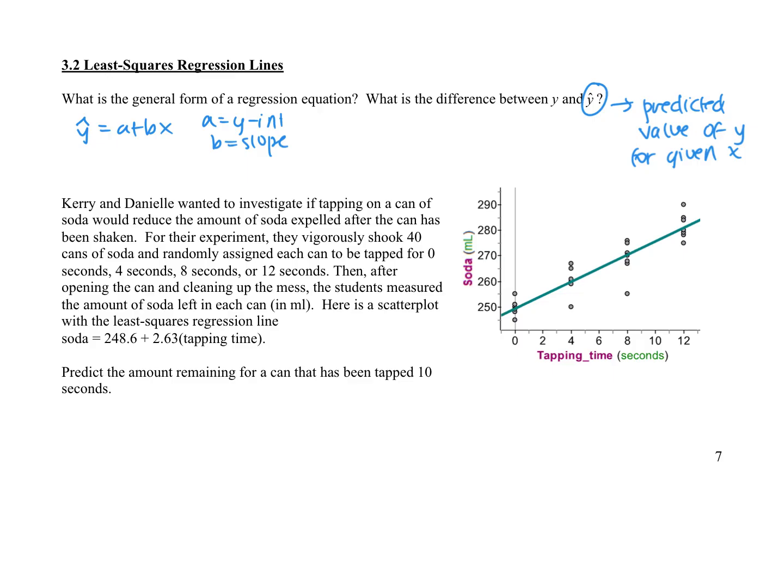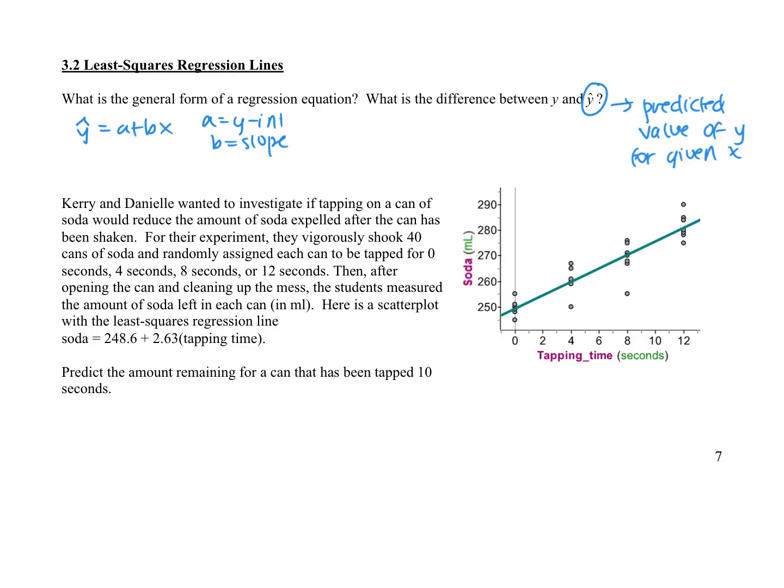Okay, so here's our first example. Carrie and Danielle wanted to investigate if tapping on a can of soda would reduce the amount of soda expelled after the can has been shaken. For their experiment, they vigorously shook 40 cans of soda and randomly assigned each can to be tapped for 0 seconds, 4 seconds, 8 seconds, or 12 seconds. Then, after opening the can and cleaning up the mess, the students measured the amount of soda left in each can in milliliters. Here is the scatter plot with the least squares line on it.